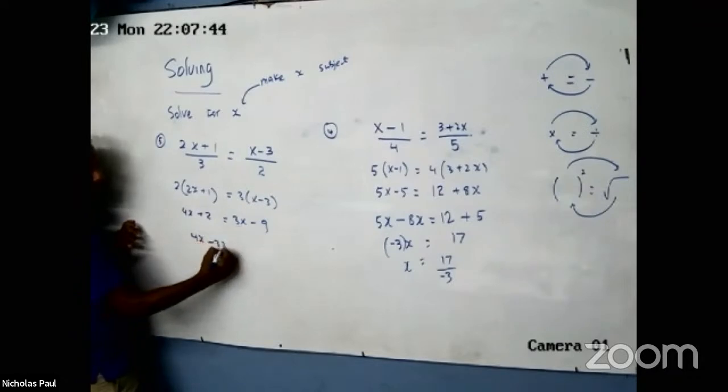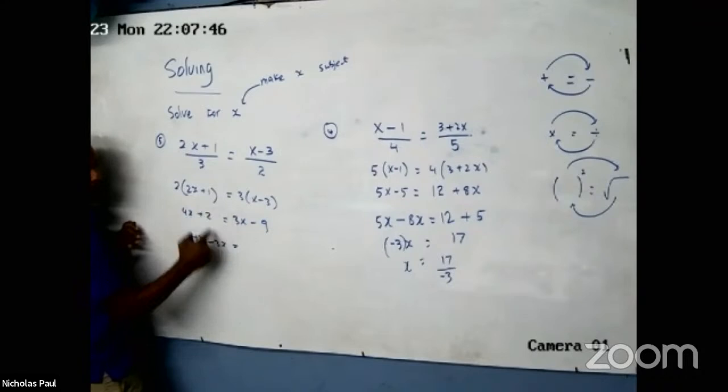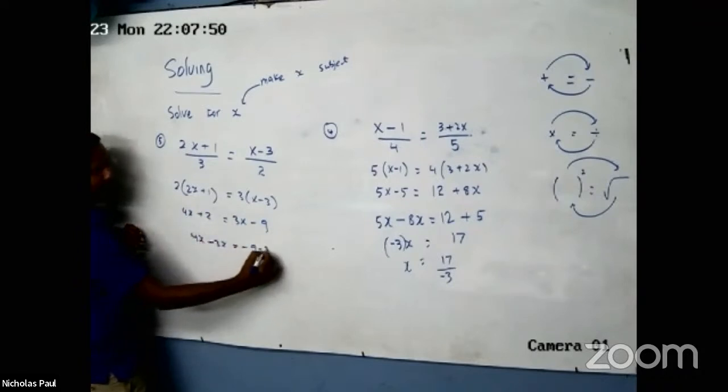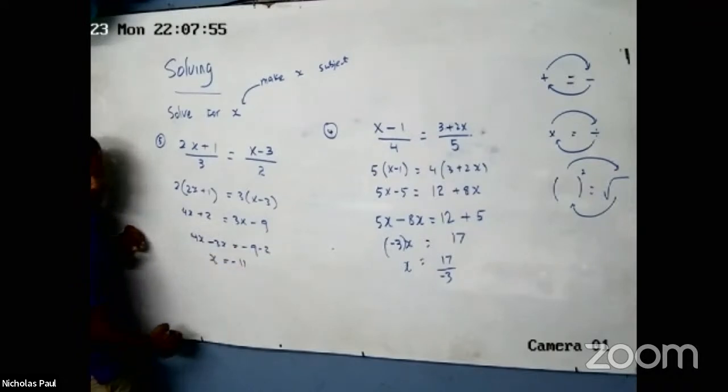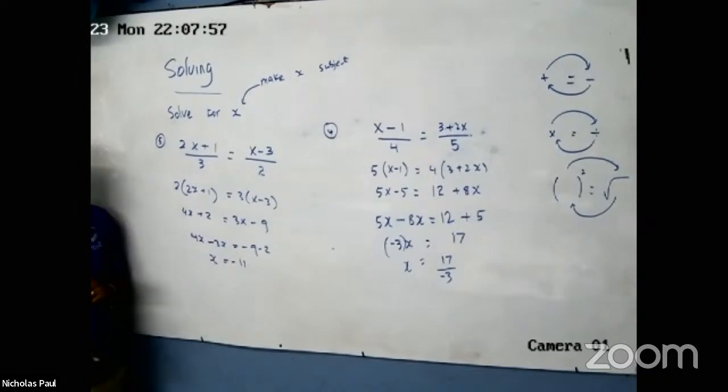So that'll be minus 3x, plus going across becomes minus. This positive 2 going across becomes minus 2. So this is x is equal to minus 11. Okay, same procedure all the time, right?